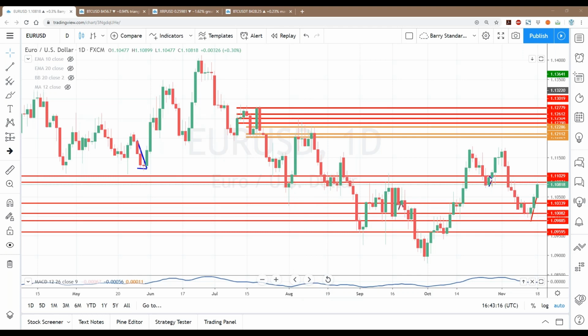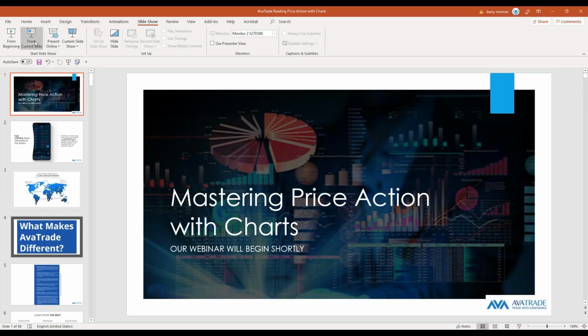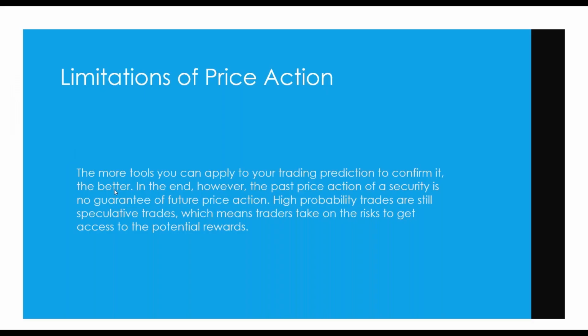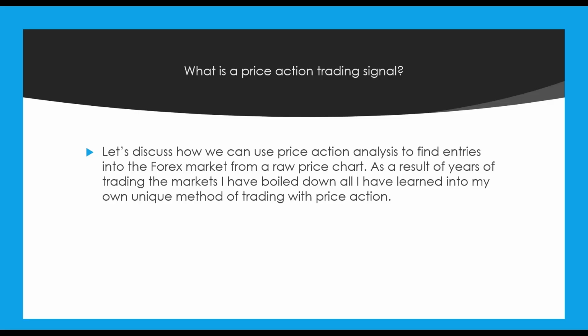But this has all been determined by looking at price action in different time frames, but only by price action. So the more tools you can apply to your trading prediction to confirm it, the better. In the end, however, the past price action of a security is no guarantee of future price action. High probability traders are still speculative traders, which means traders take on a risk to get access to the potential rewards.